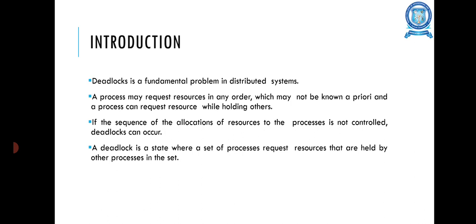A process may request resources in any order, which may not be known a priori, and a process can request a resource while holding others. If the sequence of the allocations of resources to the processes is not controlled, deadlock can occur. A deadlock is a state where a set of processes request resources that are held by other processes in the set.